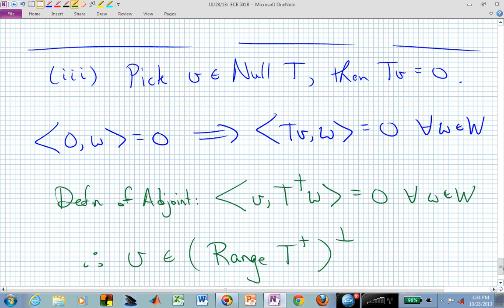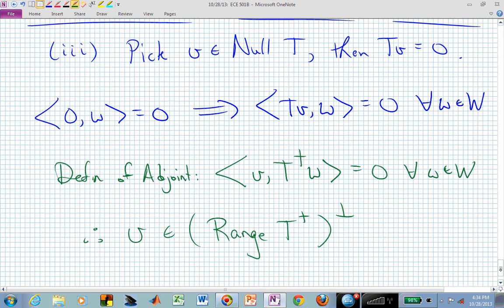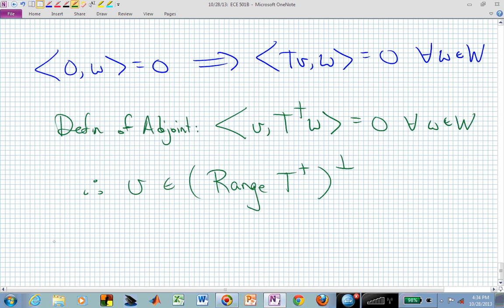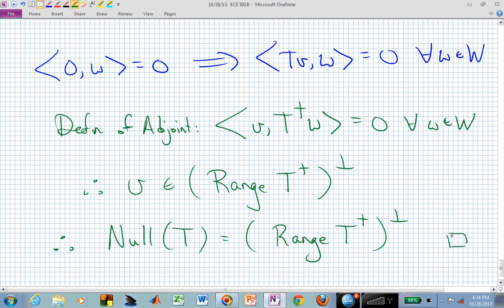Or now that's really wherever we picked V. V we picked to be in the null space of T, and now we're concluding that V is also in the orthogonal complement of the range of the adjoint of T. And that's what we wanted to show. The null space of T is the same as the orthogonal complement of the range space.